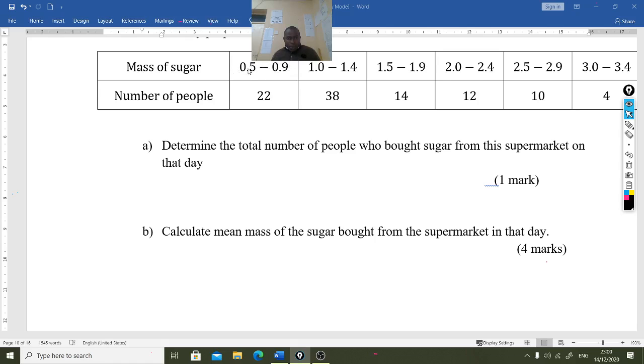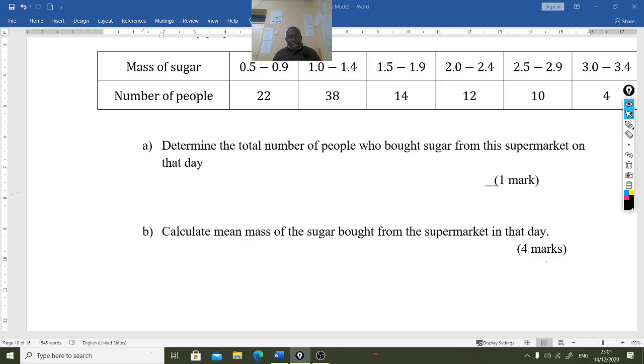Remember here we have 0.5 to 0.9. Then the next class starts with 1.0 to 1.4. Next 1.5. So that means there are gaps between the limits. The least unit of measurement here is 0.1. We divide 0.1 by 2 to get 0.05, which is the absolute error. That is what we subtract from the lower limit and add to the upper limit.